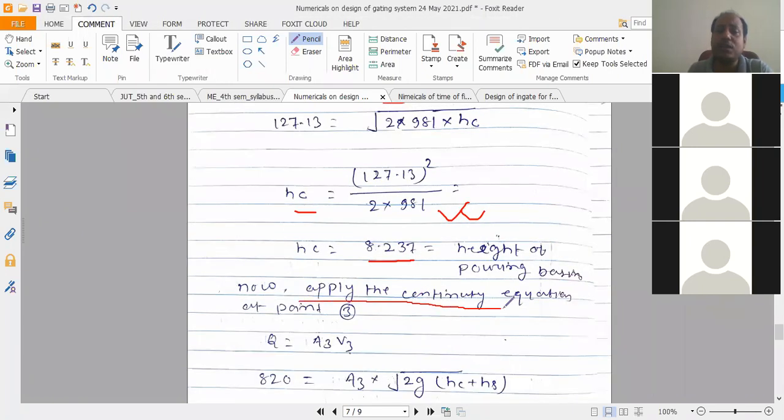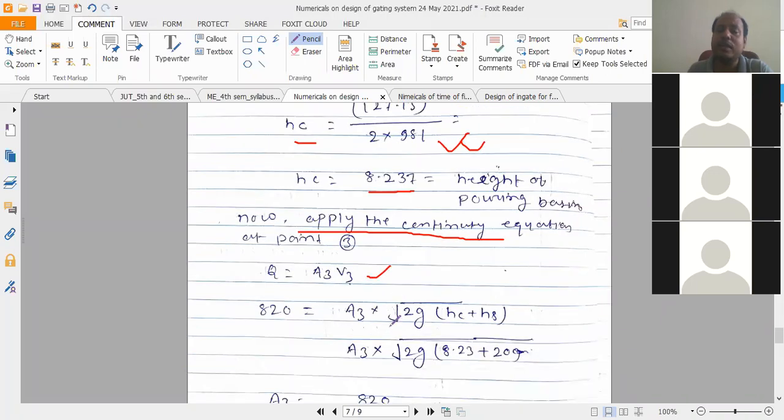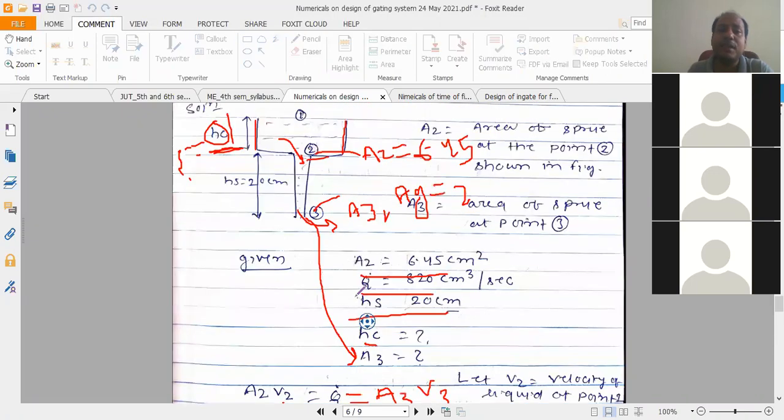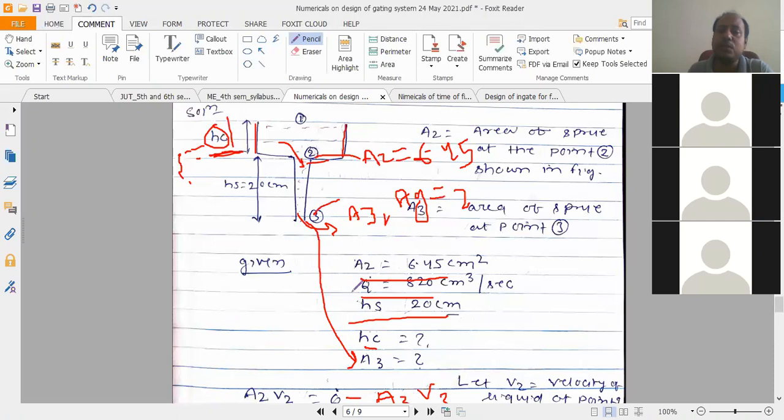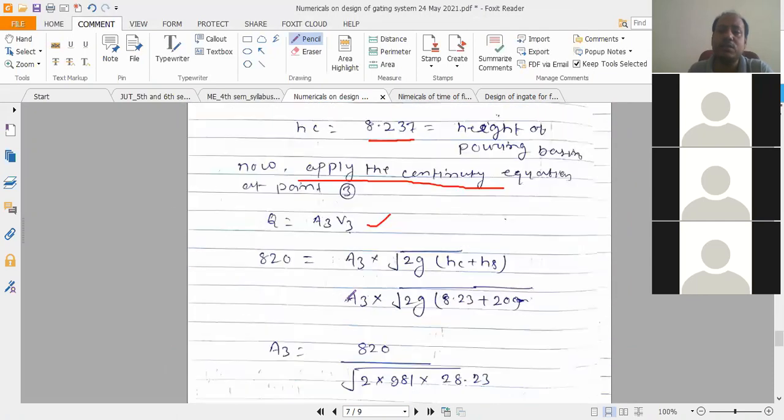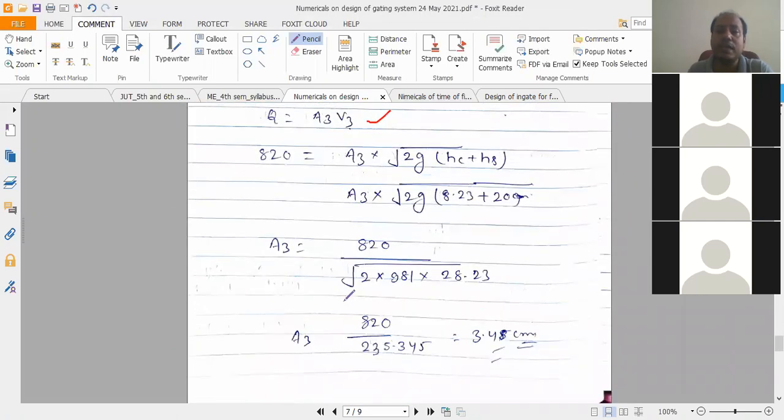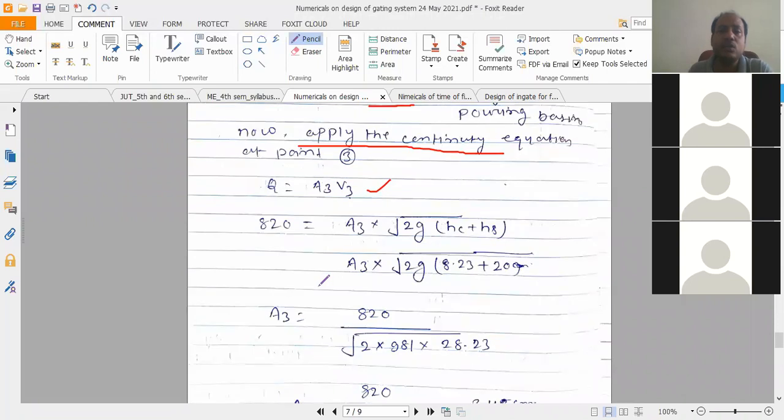Now apply the continuity equation at point 3. What is at point 3? That is, at the base of the screw we have to apply the continuity equation, because the total volume flow rate entering at the entry point and exit point will be the same. So you can check that the height of the screw is given, the volume flow rate is this. A3, the area, is not given; here we have to find the area. So √2 GH is the V3.